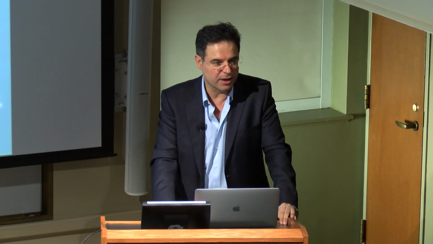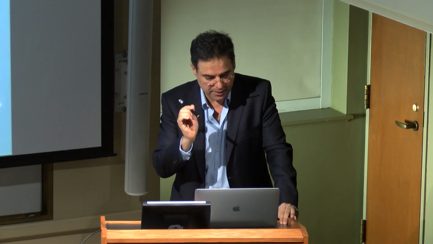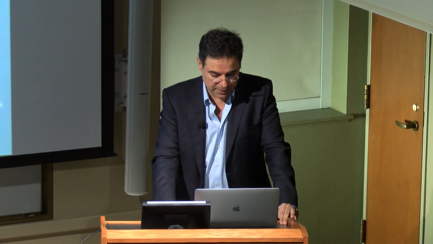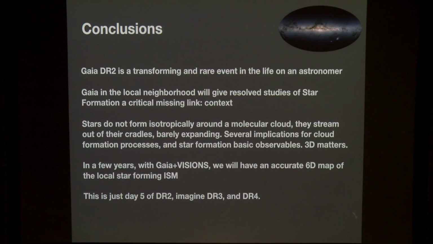But I think we have a good shot at understanding how you form giant molecular clouds, in particular if you have their space motion, which is, I think, critical. 3D matters, and the star formation basic observables that we've been using for a long time will probably need to be revised. In a few years, with Gaia and VISIONS, we'll have an accurate 6D map of the local star-forming ISM, and this is really what drives me here for the sabbatical, and I'm very, very happy about it.